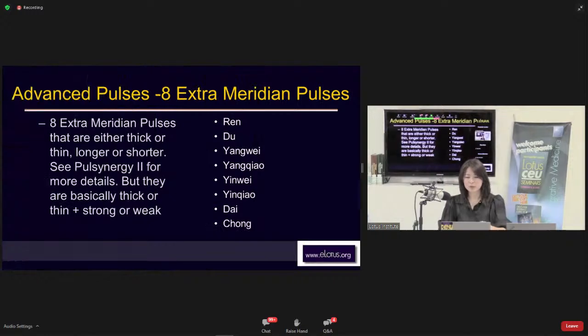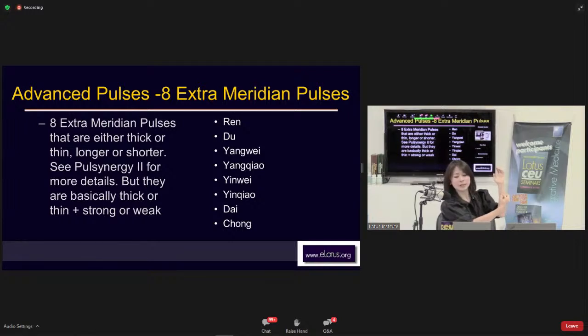Okay, actually, let me go back and tell you a little bit more about this. Some of these 8 extra meridian pulses, the reason they are called 8 extra meridian is because they're not in the regular 寸关尺. When a disease has manifested beyond the regular organs, it will go into the extraordinary vessels. So the extraordinary vessels are usually proximal or distal to the pulses. So it's going to be proximal.